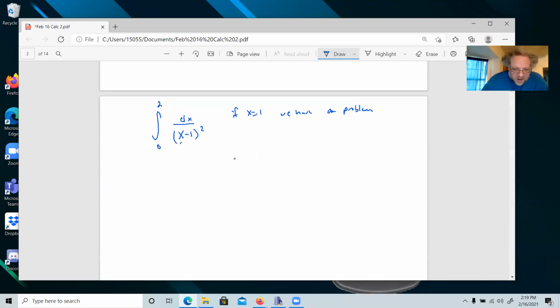All right, so we're going to go from 0 to 1 of dx over (x minus 1) squared, plus the integral from 1 to 2 of dx over (x minus 1) squared.